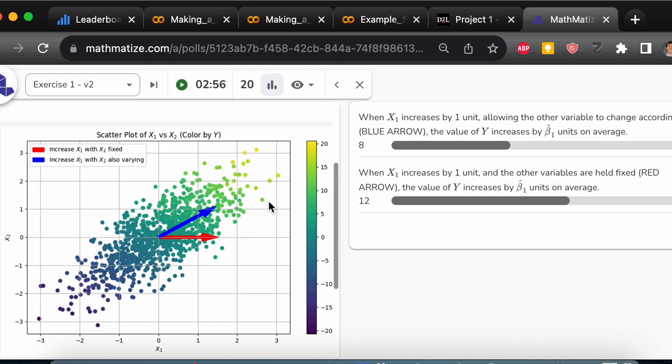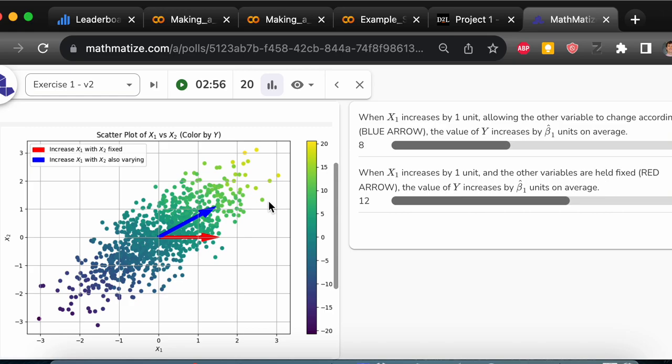So this red line, you're right, the slope of x1 with respect to x2 is zero. The red line is saying increase x1 by 1, increase x2 by 0. So the slope of how x1 is changing as x2 changes, that slope is zero.